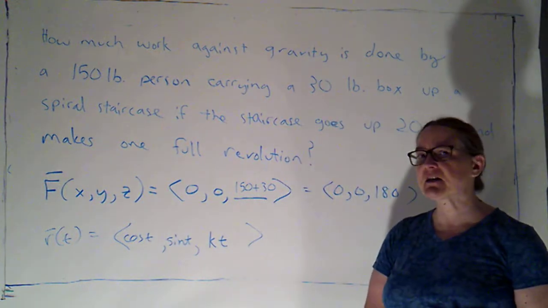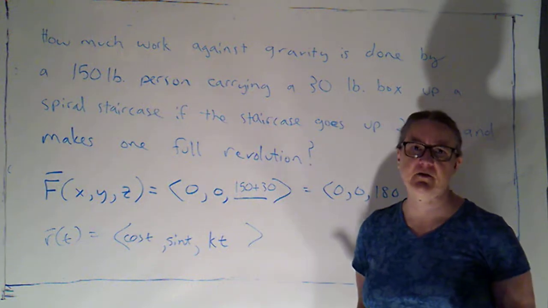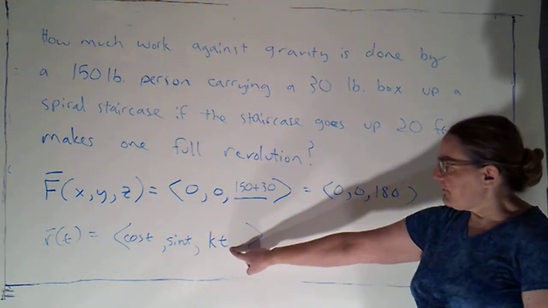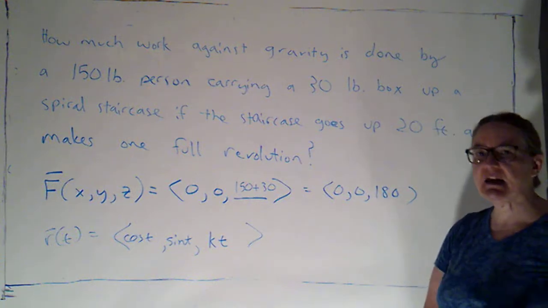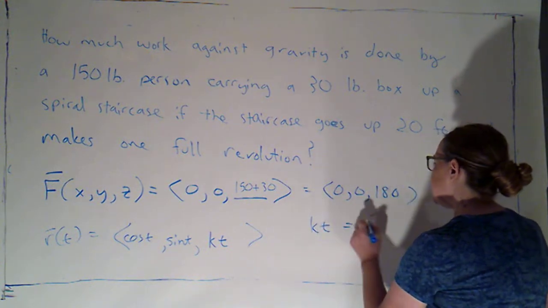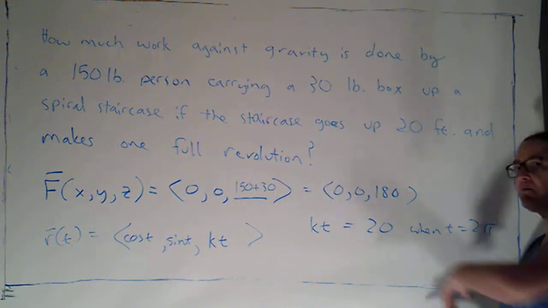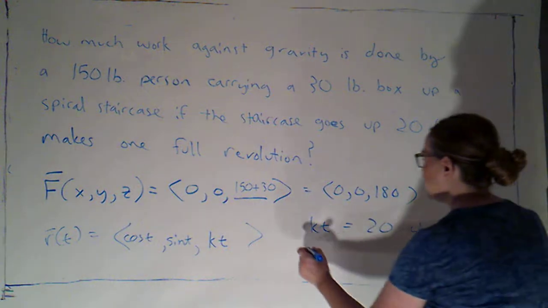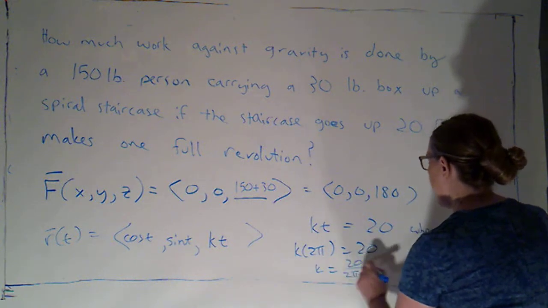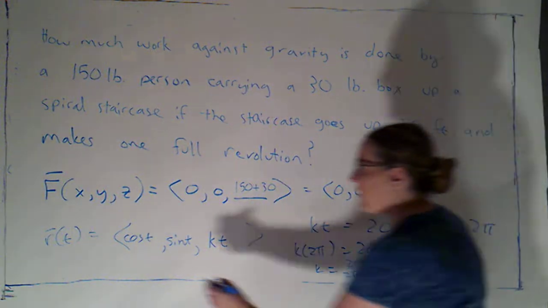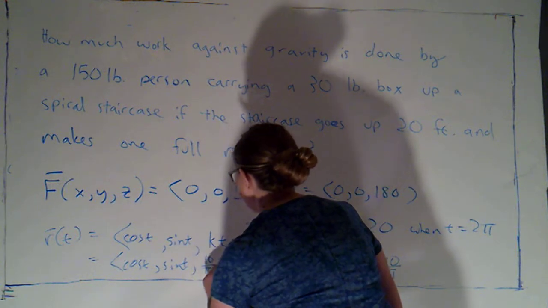For this particular problem, that's not going to be relevant because I'm going to be dotting things with this force vector, and the x and y components are going to cancel each other out. But what is important is I need to figure out what this number k is. We're supposed to make one full revolution by the time we're at 20 feet. So I want kt to equal 20 when t is equal to 2 pi, because if I start at time 0, I would have made one full revolution at time 2 pi. So k times 2 pi equals 20. K would equal 20 over 2 pi, which is just 10 over pi. So r of t is cosine t, sine t, 10 over pi times t.